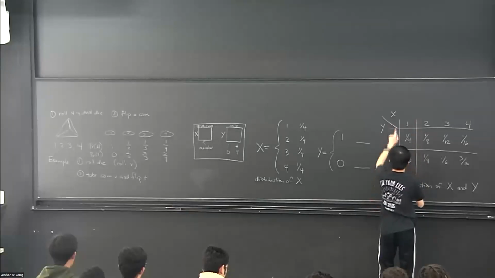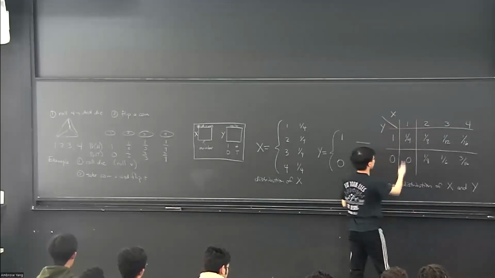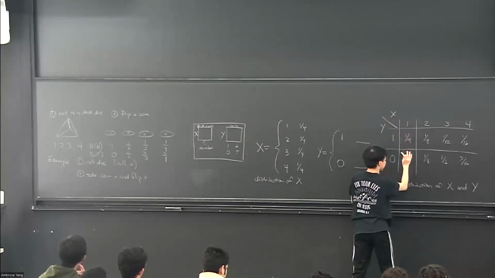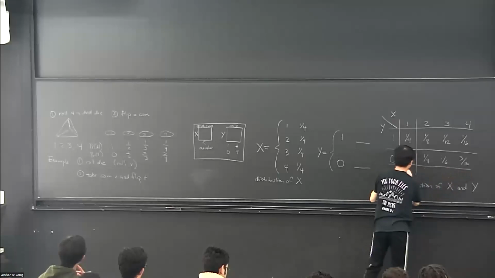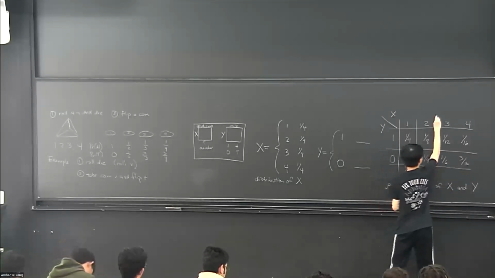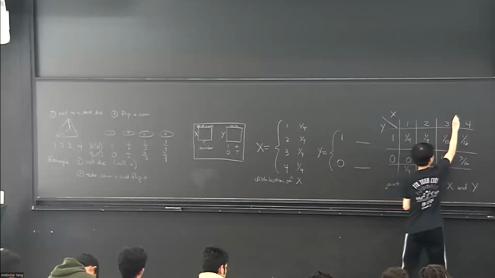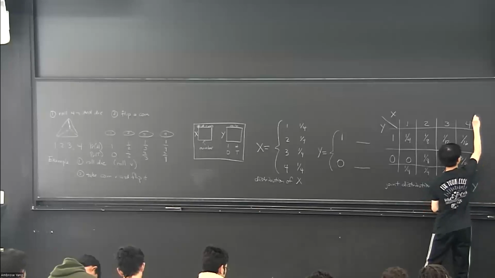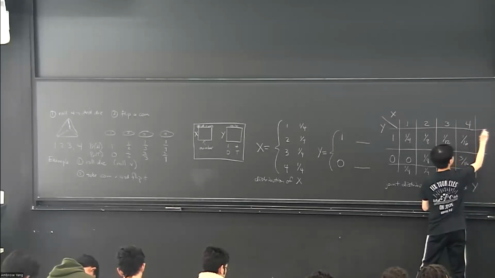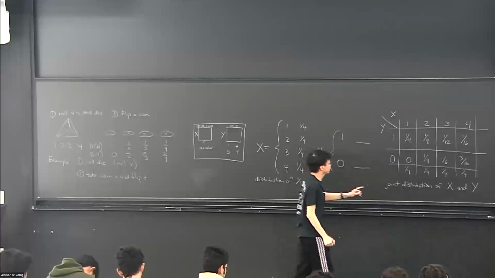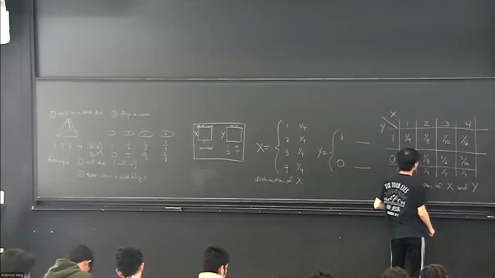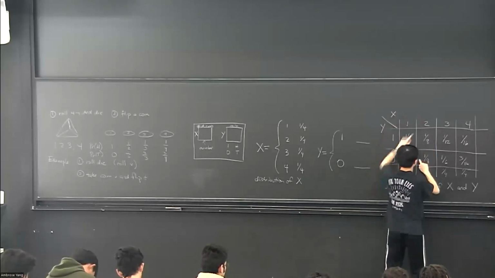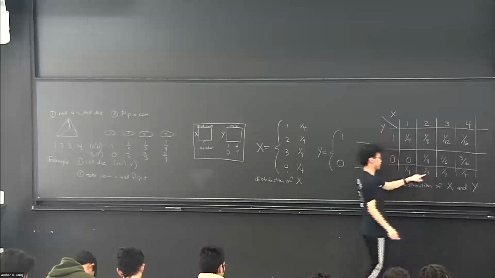What is the distribution of x? So what's the probability that x is equal to 1? Well, it's the probability that this happens plus the probability that this happens. So it's a 1/4 probability. If I keep adding all of these up, you will realize that all of these add up to 1/4. This should make intuitive sense, because what's the probability x is equal to 2? Well, it's the probability that x is 2, y is 1, plus the probability x is 2, y is 0. So this whole thing gives you the probability that x is equal to 2.